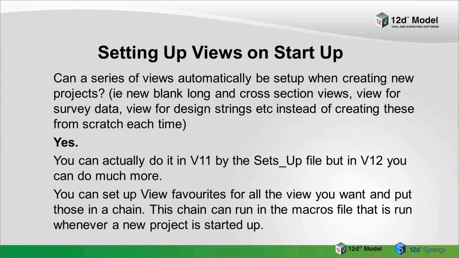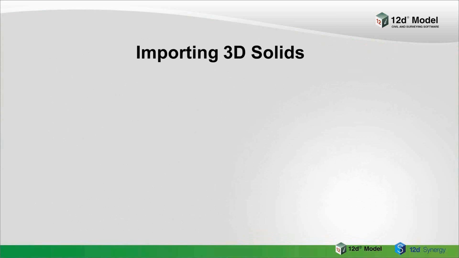Because as we've seen with the view favorites, you're able to record all the information about a view, all the settings, that can be saved away, and you can actually run it from a chain. And a lot of people mightn't realise that when a new project starts up, we run a file, and any macros and chains in that file we run. There's another file which is done on an existing project, so you can differentiate between the two. So using your favourites now, you can have your views come up exactly as you want them.